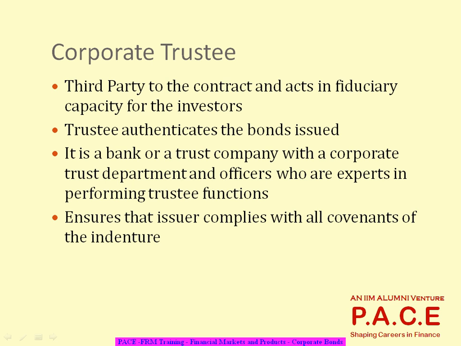It could be a bank or a trust company with a corporate trust department and officers who are experts in performing the trustee functions. Ensures that the issuer complies with all the covenants, both the positive as well as negative. All are to be mentioned, whether the bond can be called back in the middle or not. Even that has to go as a part of the indenture. Right? Otherwise, the issuer cannot do anything in the middle that is not written as a part of the indenture. So it's more like a complete, full-fledged guideline document for the bond.